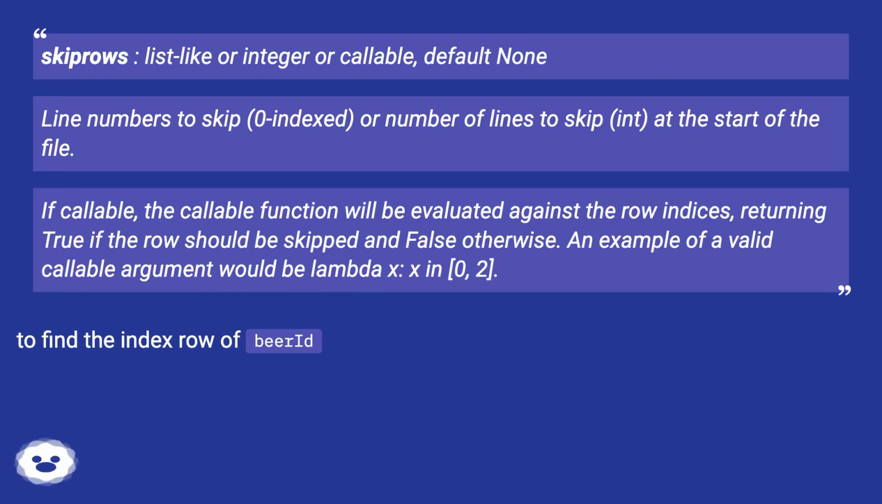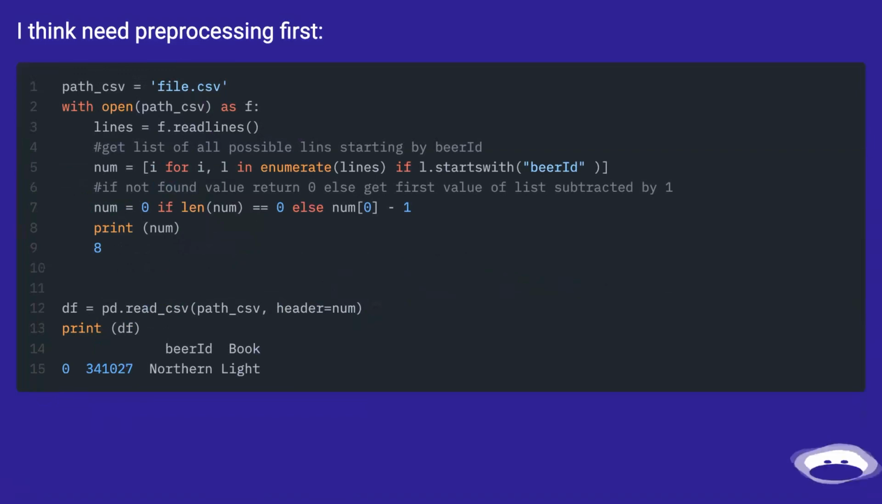Define the index row of Beerid. I think I need pre-processing first.